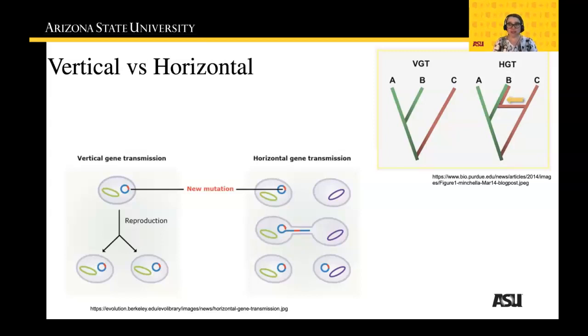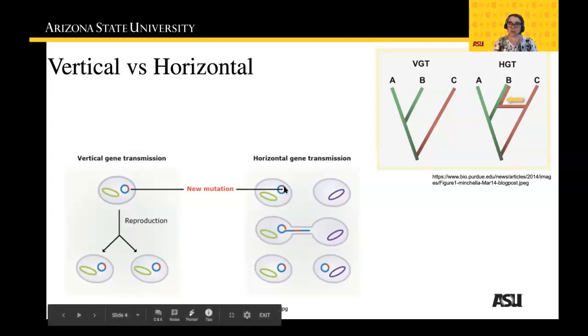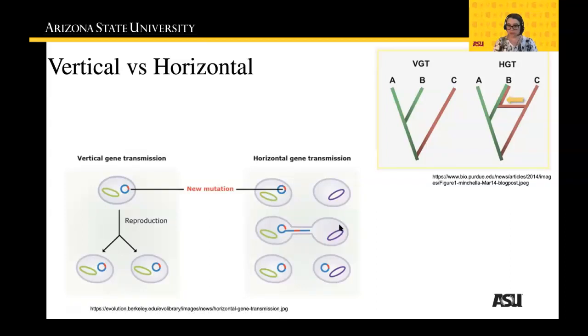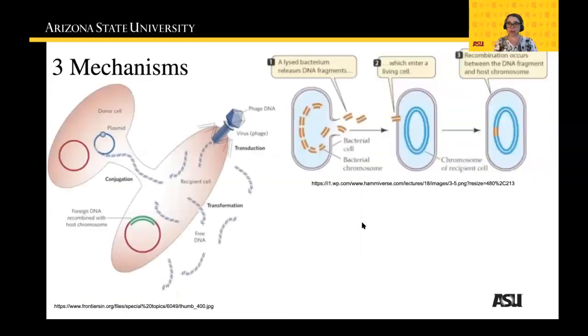We see it far less in eukaryotes, but a ton in prokaryotes. You can see here the new mutation arose in an organism, and now it's sharing it with its neighbor. It's like, here, have some of my new mutation that might help you in life, okay? So there are three mechanisms by which mutations are accumulated in horizontal gene transfer of prokaryotes.